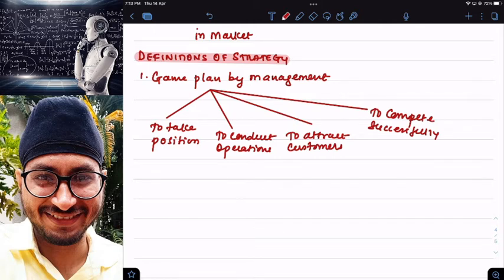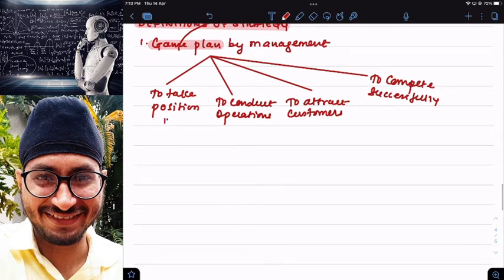So what is it, sir? It is a game plan. Game plan means blueprint. In simple words, game plan is also called a blueprint. What is a blueprint? I've already explained in the introduction. To take position. Which position does a company want to take? Obviously, number one position. But it all depends upon the situation. If more competitors are there, it becomes very difficult to obtain the number one position. If very few competitors are there, it becomes easy to occupy the first position.